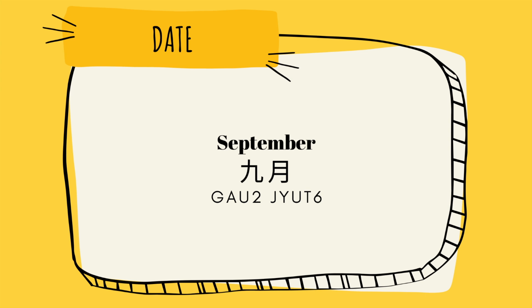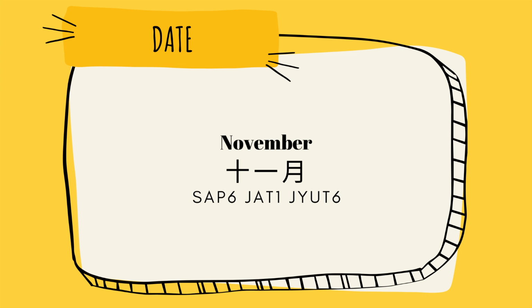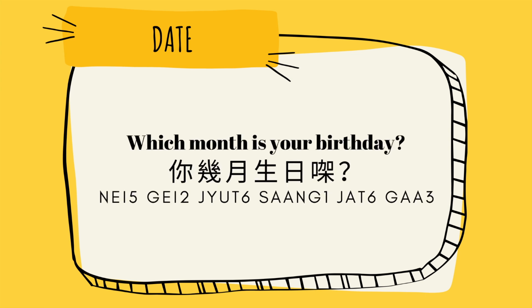September, 9月. October, 10月. November, 11月. December, 12月. For example, if you want to ask which month is your birthday, you ask 你幾月生日㗎?